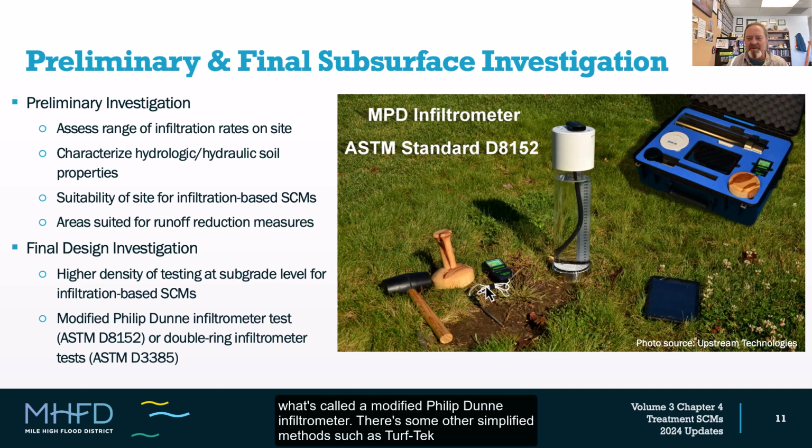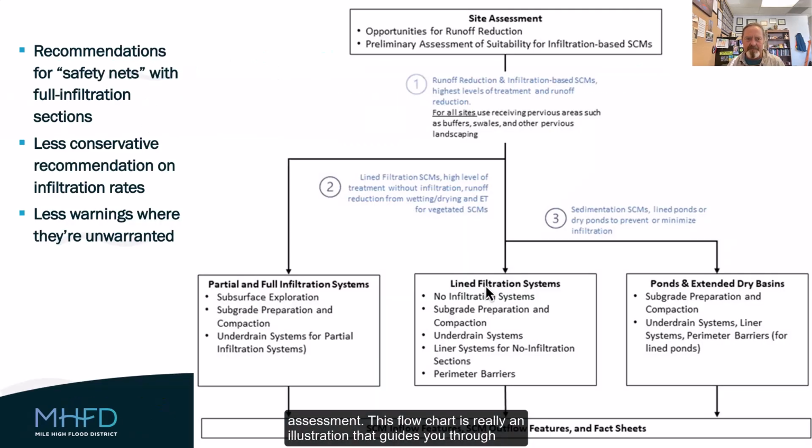There are some other simplified methods, such as TurfTech infiltrometers or mini double ring infiltrometers, that are good for assessing relative infiltration rates, but they are not as accurate as a modified Philip Dunn or a double ring infiltrometer for determining quantitative infiltration rates, and therefore one of the quantitative methods should be used for the final assessment.